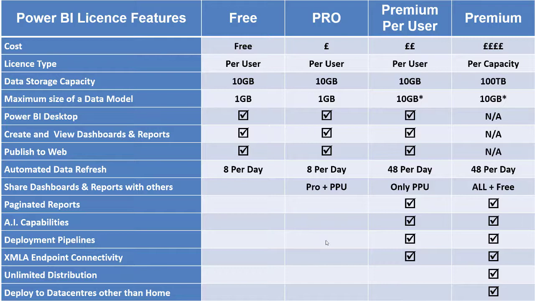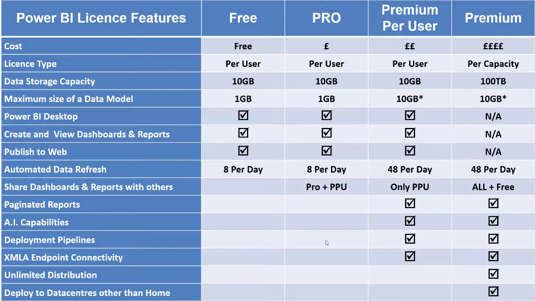You do not get with premium per user the unlimited distribution. So you don't get the free access to your reports on premium per user. Again, it's the difference in the license there. You also don't get the deployment to data centers other than home. But the premium per user license now, its price is set effectively at twice the pro license. So it's £15 UK. I think it's $20 US.